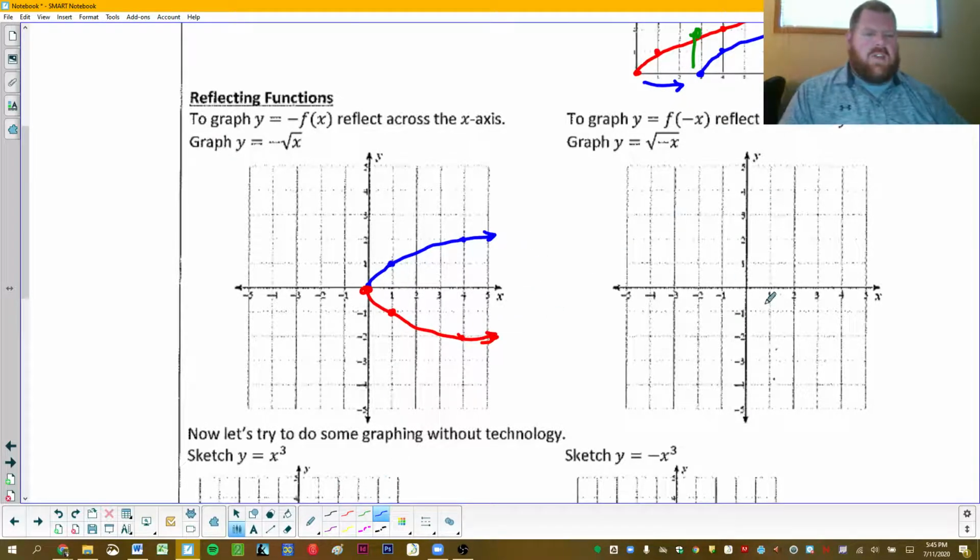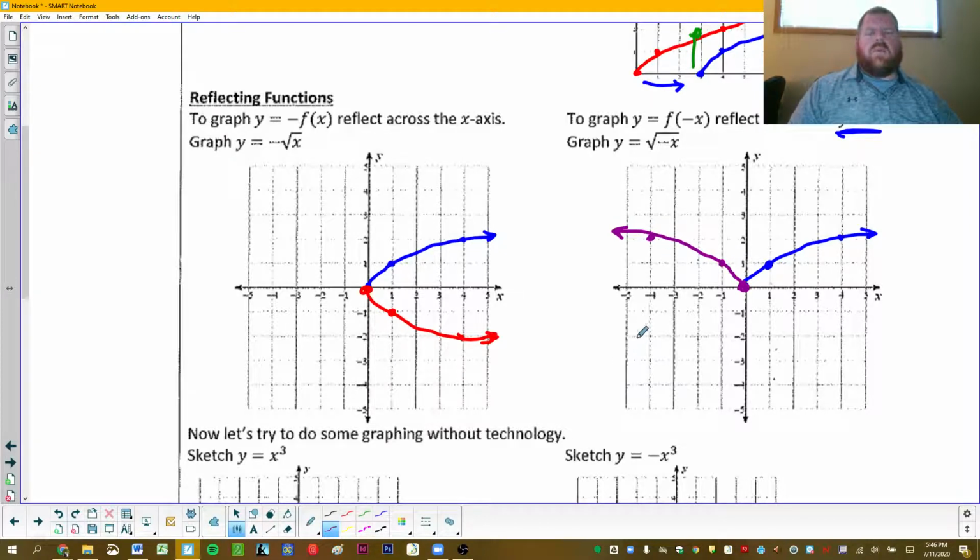All right, whereas if I take my original square root of x and I put the negative inside, that reflects it across the y-axis. So this time we're going to reflect it across the y-axis, and it's going to send it this way. And -4, +2. Okay? So that's the difference in where we have some negatives.